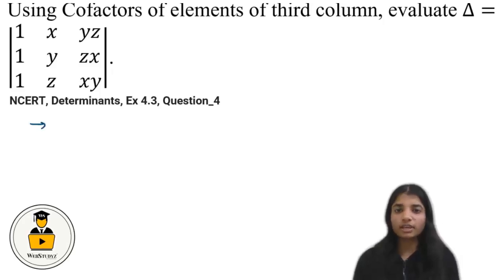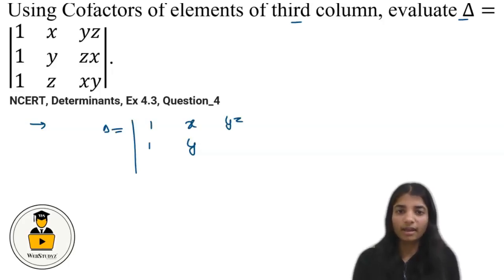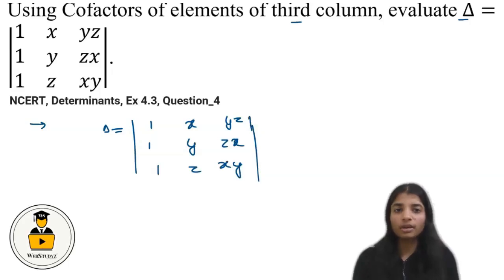In this question, we are given that using cofactors of the element of the third column, evaluate delta. So basically, delta is equal to the determinant of the matrix with rows 1, x, yz; 1, y, zx; 1, z, xy. We have to use the cofactors of the third column to find delta. So delta is equal to the sum over the third column, and we have to use these elements.